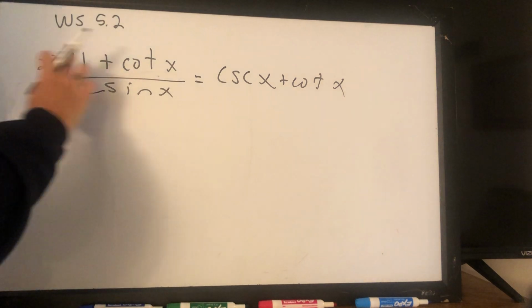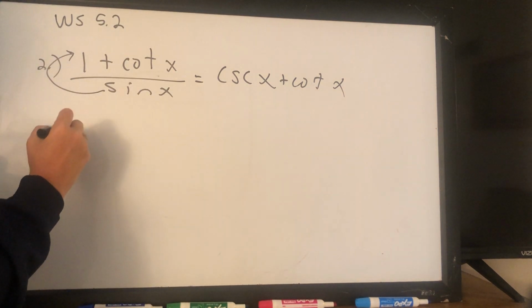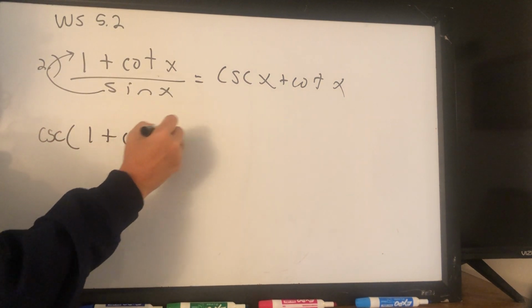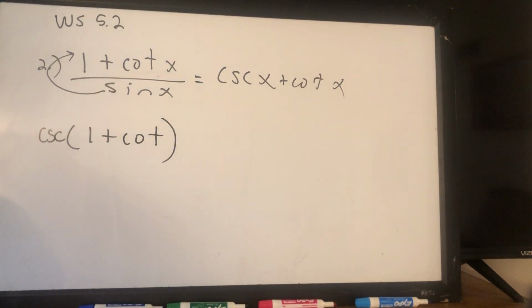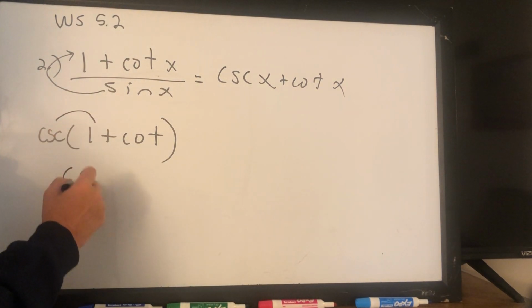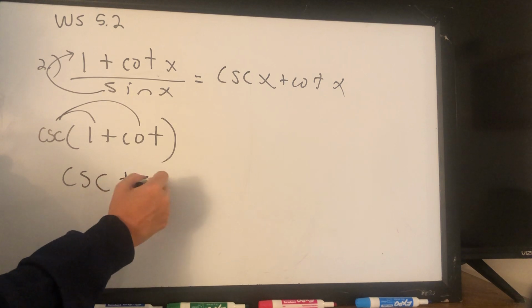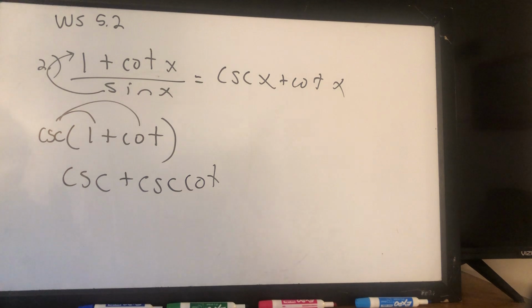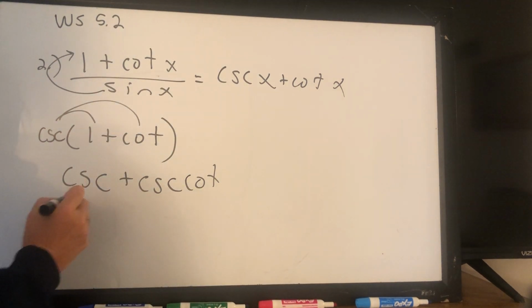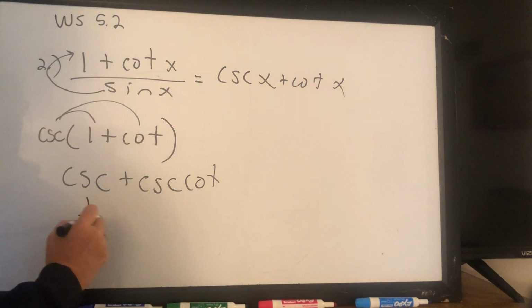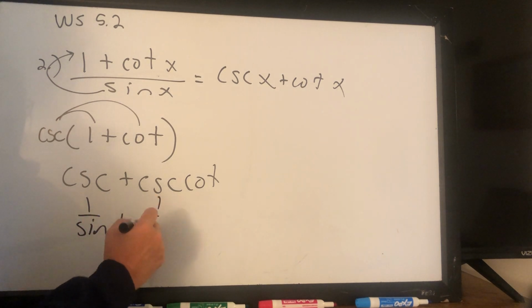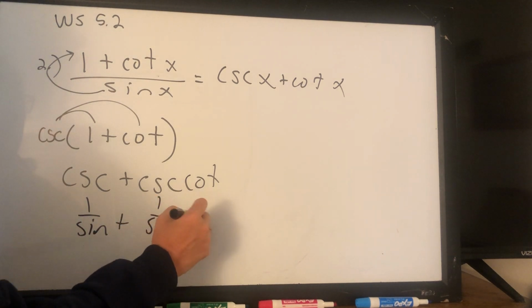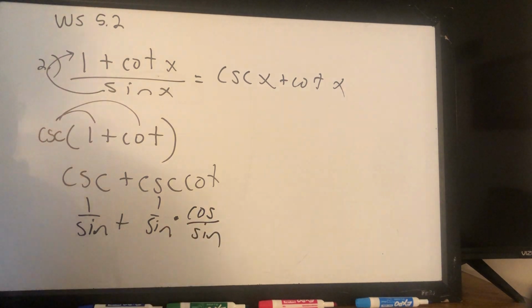But it's got to be multiplied by both of these. So I've got cosecant up there now, but I've still got that up there. Okay? So that's how I got the cosecant up there. Then I'm going to distribute: cosecant plus cosecant cotangent. Now I'm going to do my sines and cosines. 1 over sine plus 1 over sine times cosine over sine.